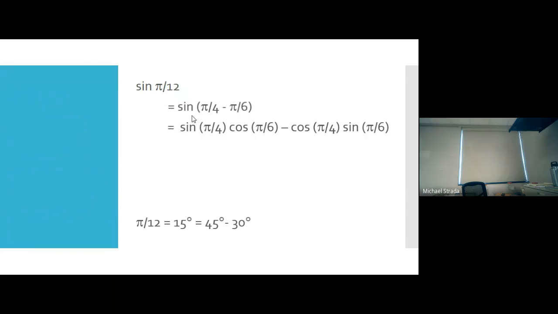So that becomes sine of pi over 4 cosine pi over 6 minus cosine pi over 4 sine pi over 6. So again, you have the sine of the first angle times the cosine of the second angle minus the cosine of the first angle times the sine of the second. The sine of pi over 4 is root 2 over 2. Cosine of pi over 6 is root 3 over 2. Cosine of pi over 4 is also root 2 over 2. Sine of pi over 6 is 1/2. You get root 6 over 4 minus root 2 over 4. If they have a common denominator, we write it as root 6 minus root 2 over 4.